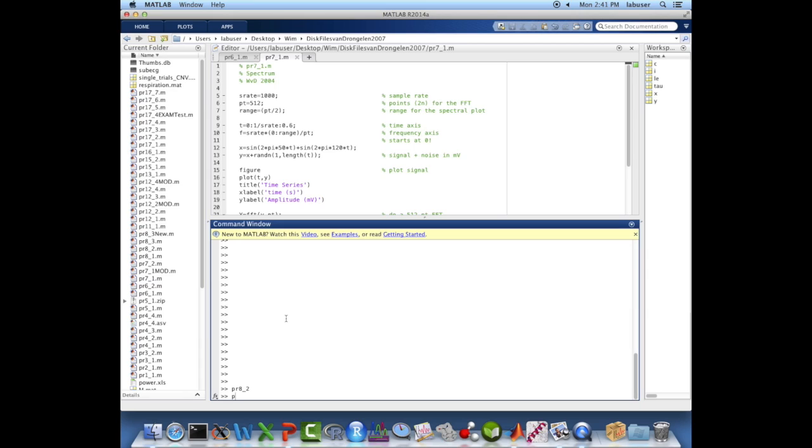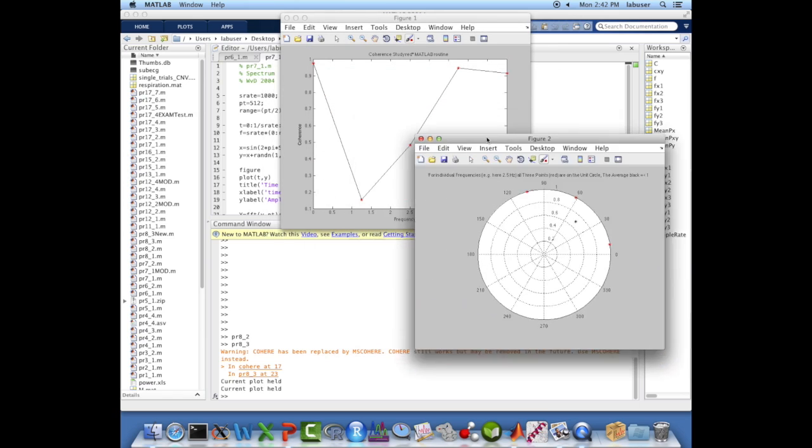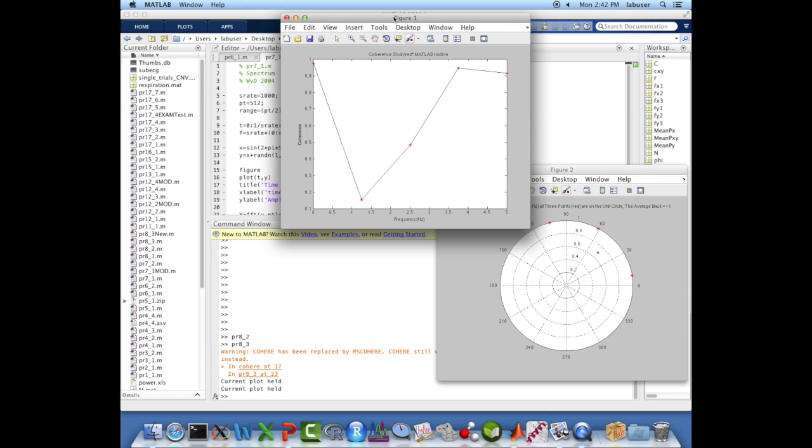So if I do program 8_3, I basically get the output of a coherence analysis using the coherence by hand and using the standard coherence command in MATLAB and comparing the two. It's always a good idea, if you try to understand something, to compare what MATLAB does with what you do, and that's shown in figure 1.